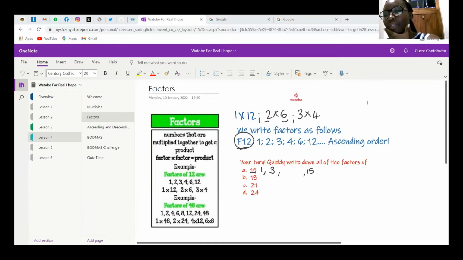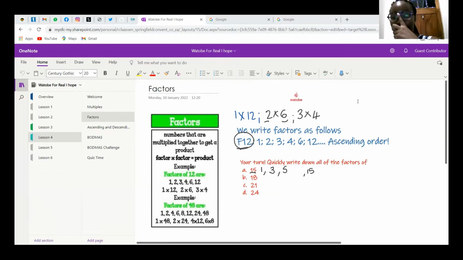Wetiwe, do you see any other factors that we could be missing? Yes, ma'am. I wanted to ask, when we're writing the factors, can you also divide while you're using the factors? Or do you only multiply?